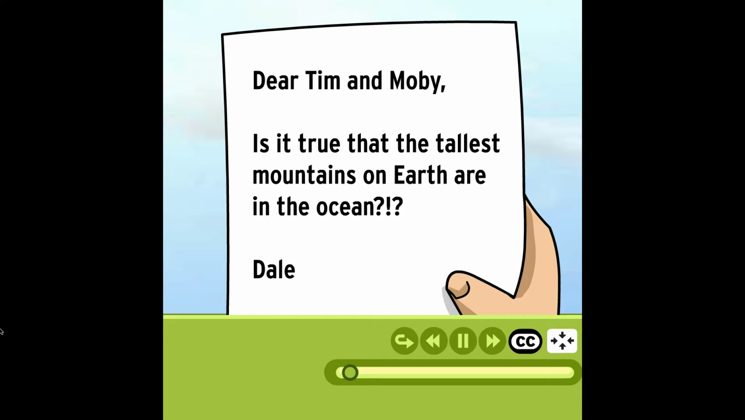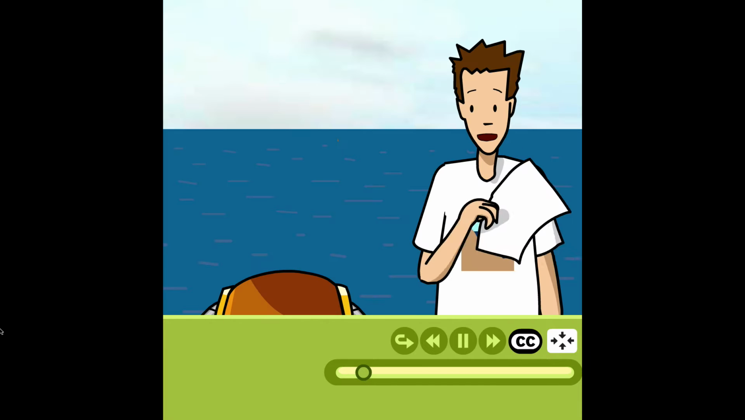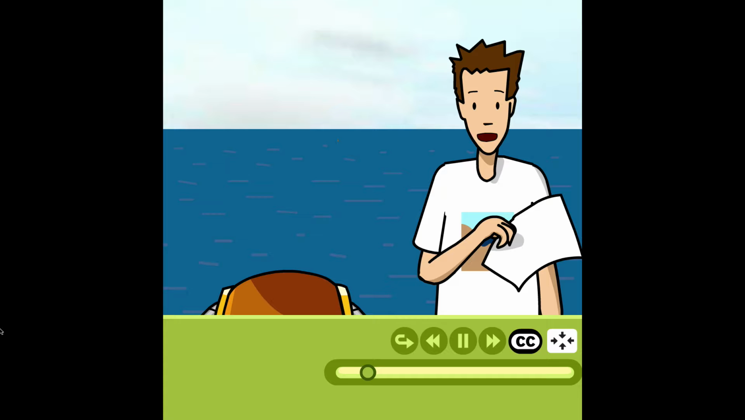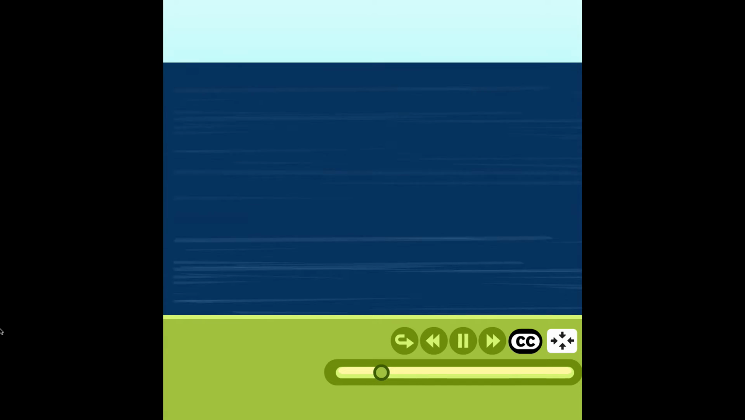Dear Tim and Moby, is it true that the tallest mountains on Earth are in the ocean? From Dale. Well, it's pretty shallow here, but you can find the tallest mountains, deepest valleys, and flattest plains in the depths of the ocean. In fact, there's a lot going on below the ocean that we can't see.